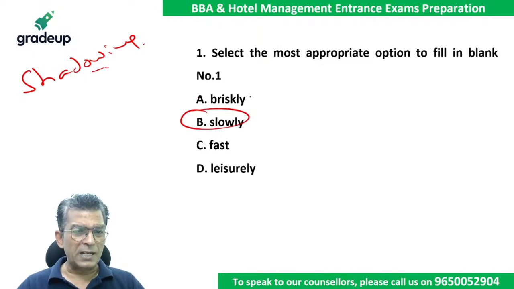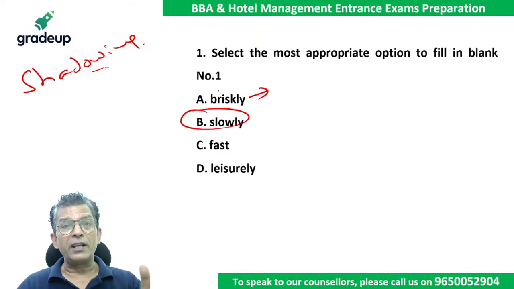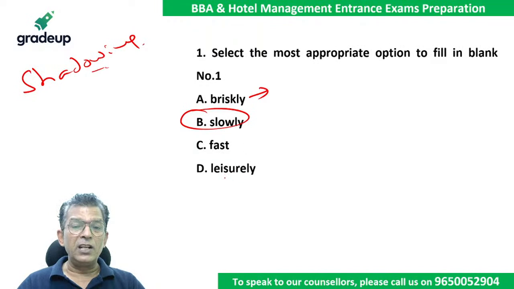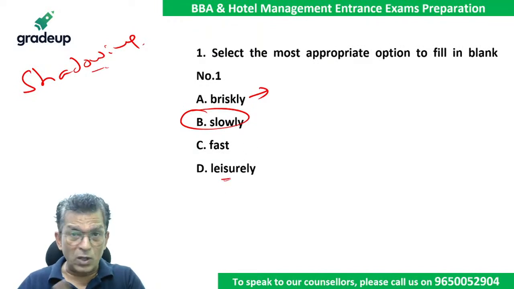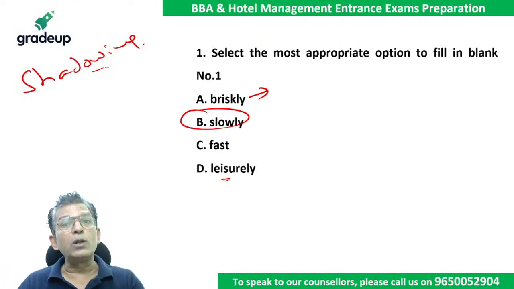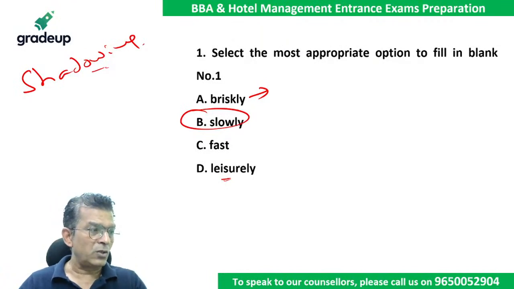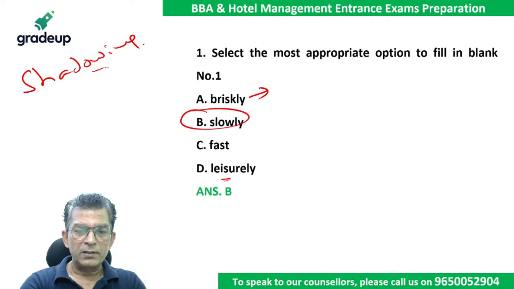What is briskly? Walking in a brisk, energetic way, in an energetic and active manner, is briskly. Leisurely is in a very laid-back fashion. But he is not laid back. He is walking slowly because he is cautious. So the best word is slowly. Here the answer is B.